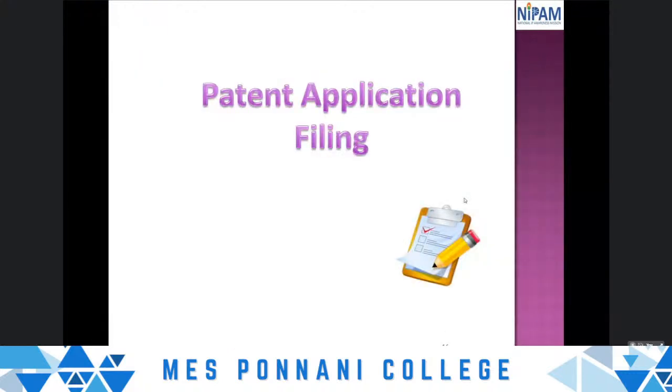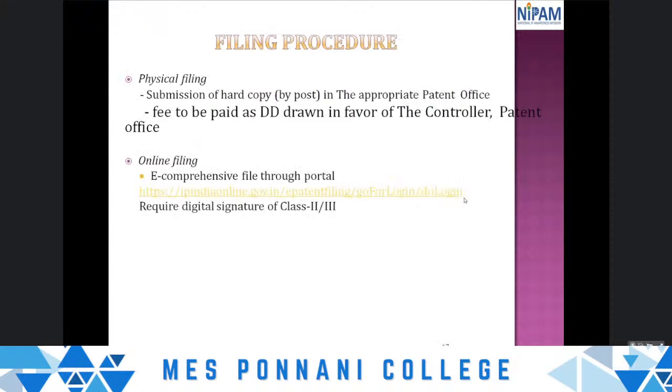Now we'll move into some of the procedural aspects of a patent application. Suppose you have invented something and you need to file a patent application, then what is the procedure that you should follow? Again, there are two modes of filing. First is physical filing, wherein you can submit the hard copy in the appropriate patent office. In India, there are four patent offices: Delhi, Mumbai, Chennai and Kolkata. Each office is mapped to a particular jurisdiction.